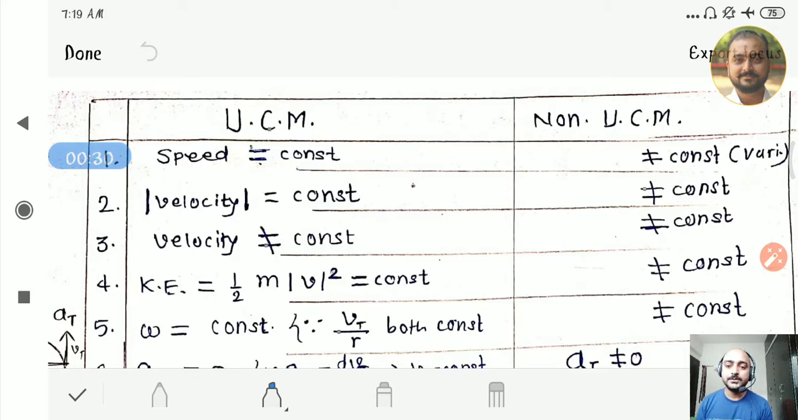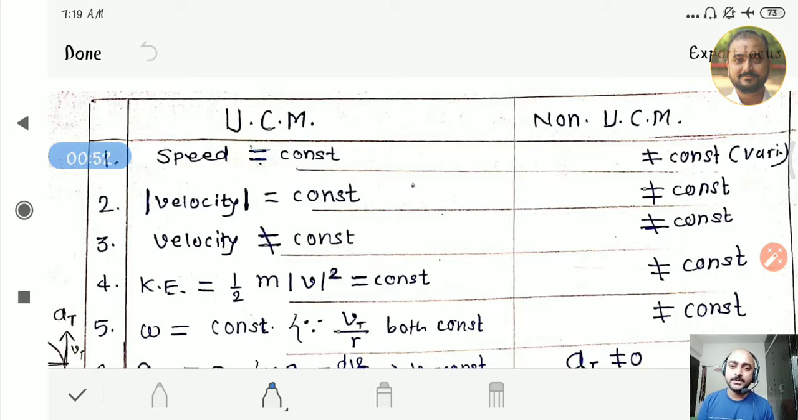So here we have to discuss the difference between uniform circular motion and non-uniform circular motion. First we start with the definition of uniform circular motion. So what is uniform circular motion?